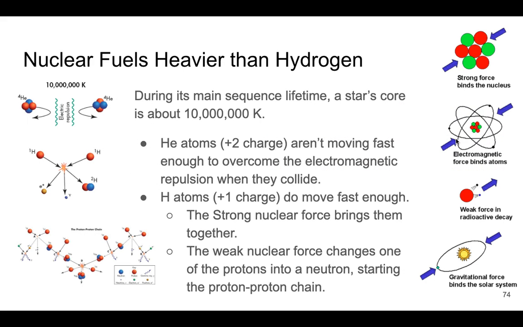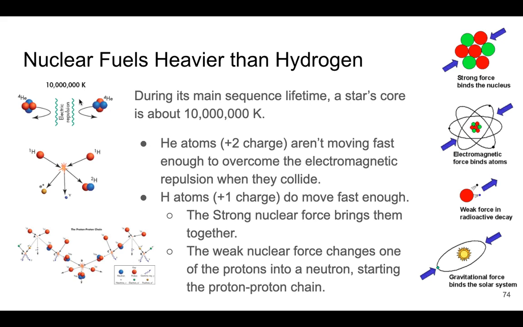So back to the 4 fundamental forces. Remember, we have the strong force, the weak force, the electromagnetic force, and the gravitational force. The strong force and the electromagnetic force are going to come into play here. During the main sequence lifetime, a star's core is about 10 million Kelvin, or the sun is up to about 15 million Kelvin. So what does that mean? Remember, temperature is the average kinetic energy of the molecules involved. So if you have 2 helium atoms, should really be helium nuclei, helium nuclei don't want to be next to each other because they both have positive charges, and positive charges repel, and they're both plus 2 charges. So that's what's going on in this picture here.